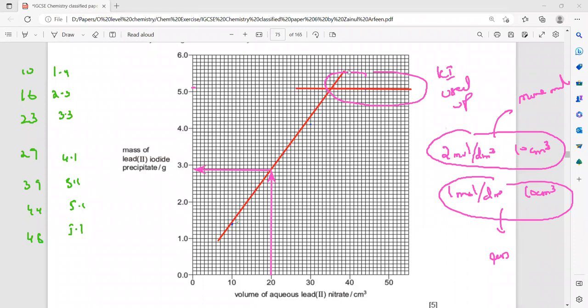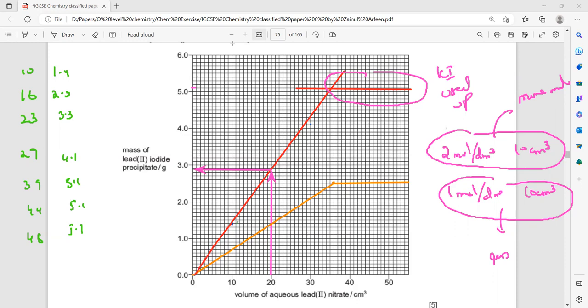So what will the graph be? Your new graph: the maximum mass here is 5.1, so it will be 2.55. 1, 2, 3, 4, 5. So this is 2.6, so it will be 2.55 somewhere here. A similar graph will be there, the shape will be the same, but the amount of precipitate will be half.